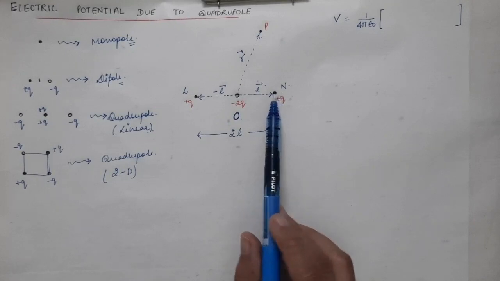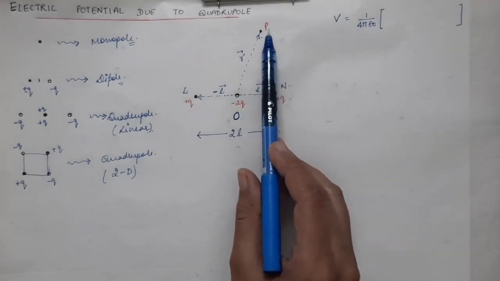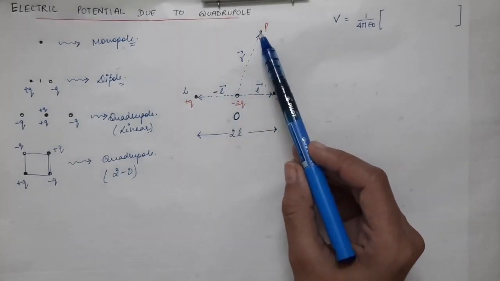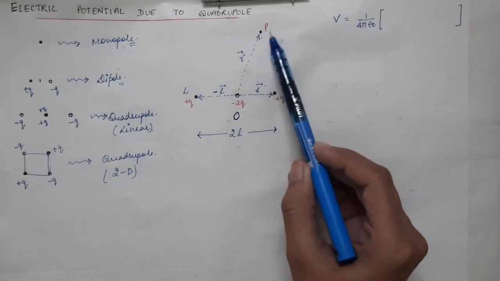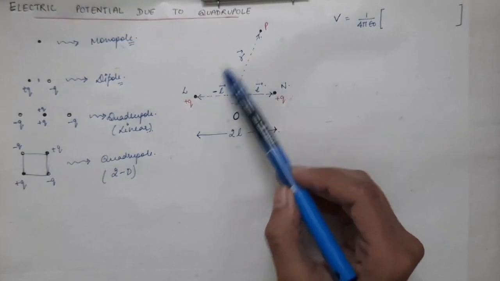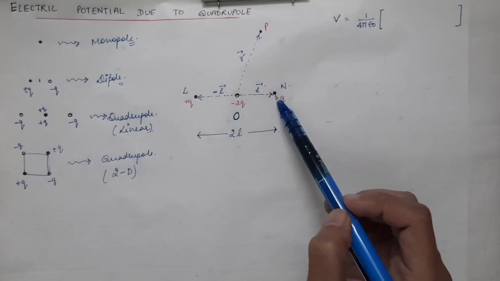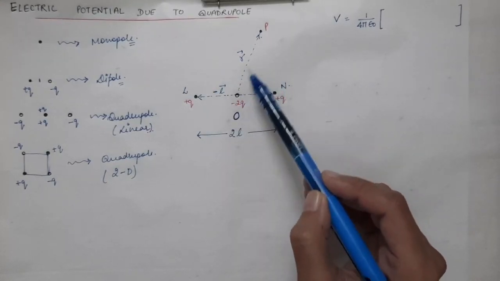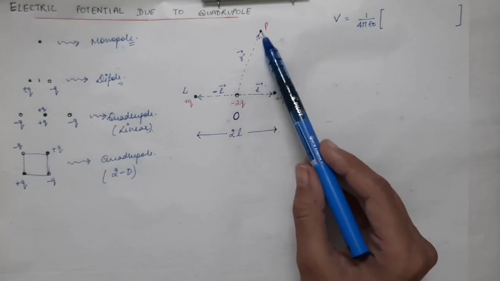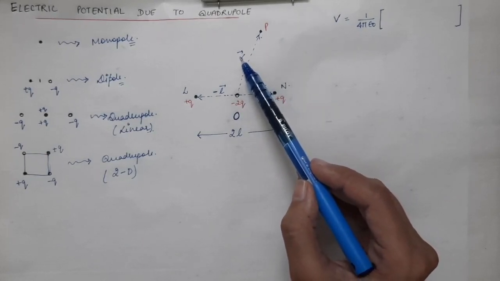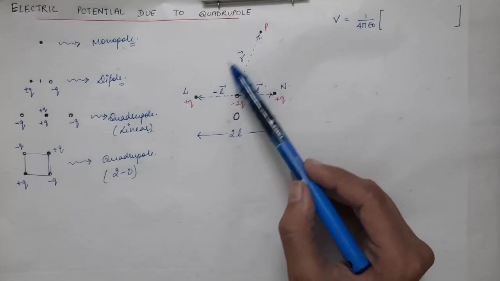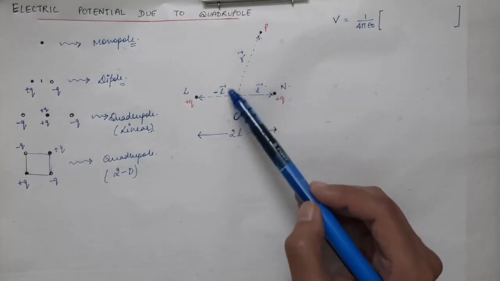So to find the electric potential, we need to know the distance of these charges from the observation point. So what do we need to know? We want to know the distance of this observation point from these individual charges. That is, we must know what is LP, then we must know what is OP. This OP is already supposed to be R, so this OP is known to us. What we need to find is LP in terms of R and L.